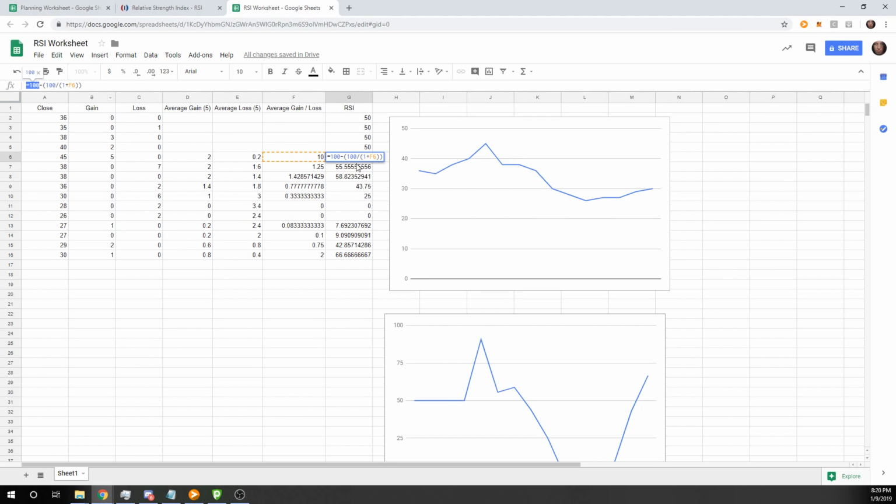Played out in an Excel sheet. Okay. And what we end up with is a number between 1 and 100. It's always between 1 and 100. And what we see is as the amount of average gain moves up, then the RSI in turn moves up. So as we get a window with lots of gain in it, then we tend to have high values for the RSI.